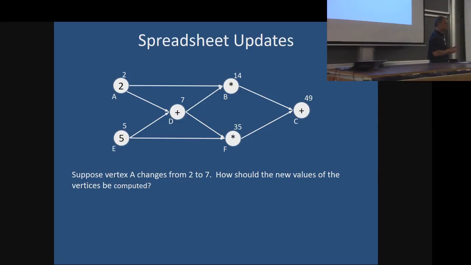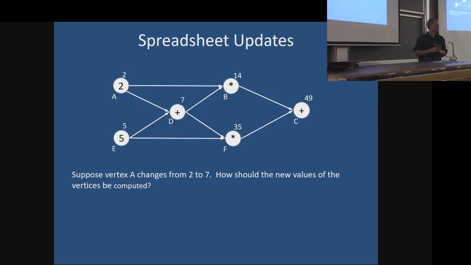Yeah? So if for some reason you wanted to change D to a minus, would you just do the explore on D and then just change everything else from there? Yeah, if you change D to a minus, you would do an explore from D. You find out that D, B, F, and C have to be updated, and you would update them in topological order.